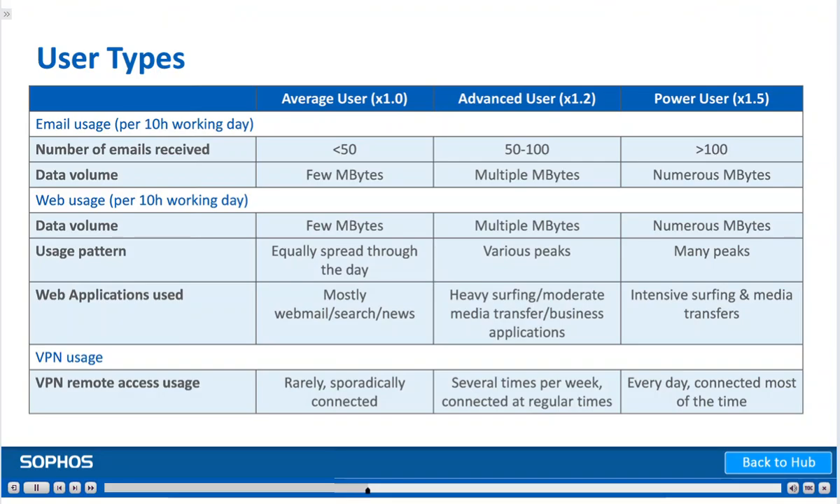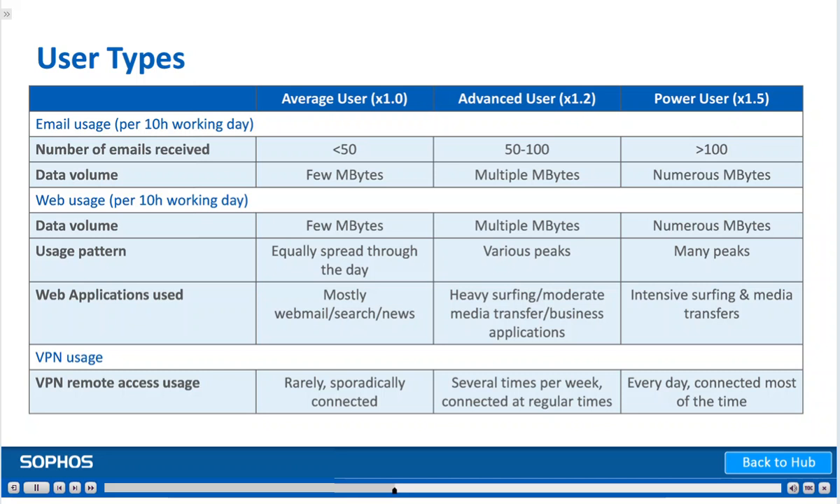First, you would use the user behavior to apply a weighting to the number of users to be protected by the Sophos XG firewall. To do this, identify which category of user best describes the typical user behavior, choosing from average, advanced, and power. Then multiply the number of users by the category's weight to get the weighted number of users. For example, if a customer has 80 users and the majority of them fall into the advanced user category, you would multiply by 1.2, giving a weighted number of users 96.